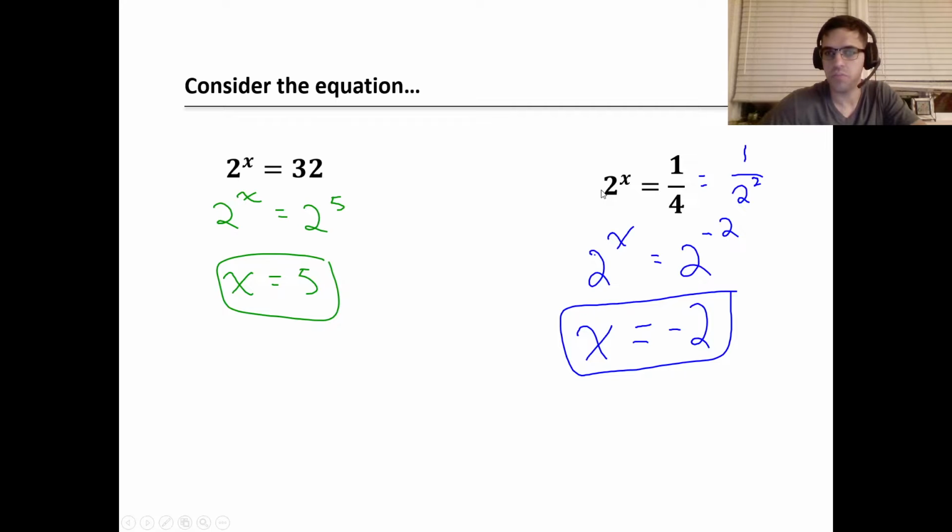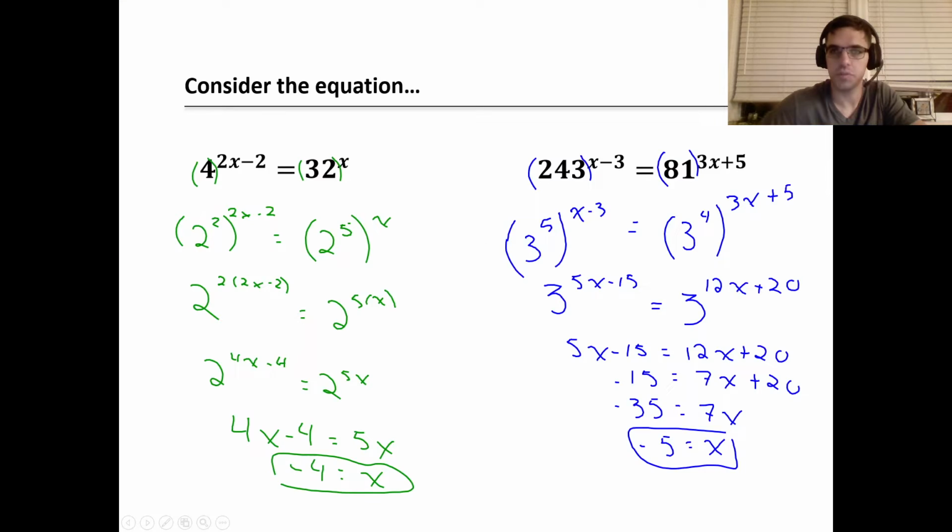Now I could do the same process with 2 to the power of x equals 1 over 4. 1 over 4 is equal to 1 over 2 to the power of 2, which is equal to 2 to the power of negative 2. So I know that x must equal negative 2.